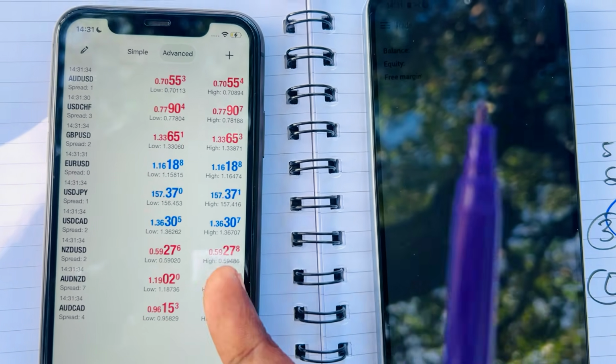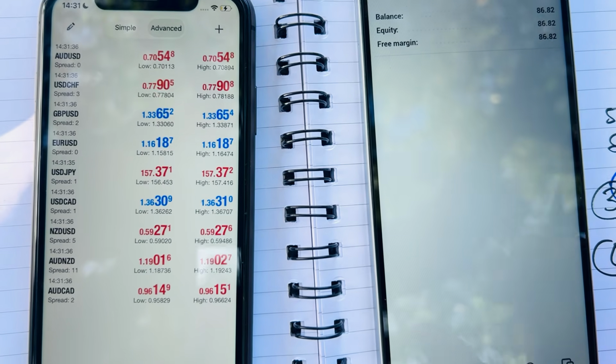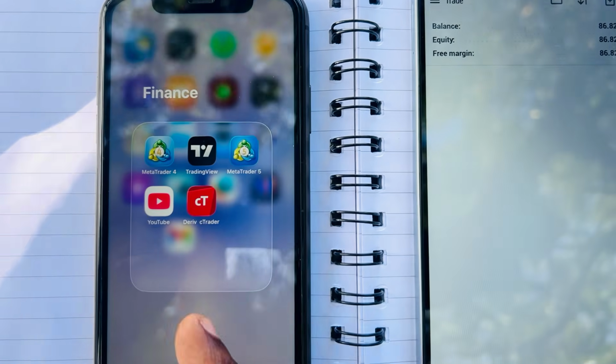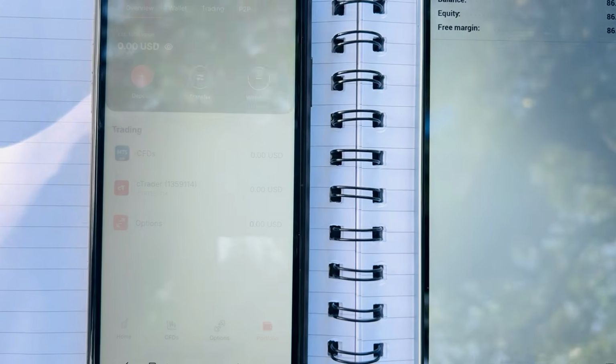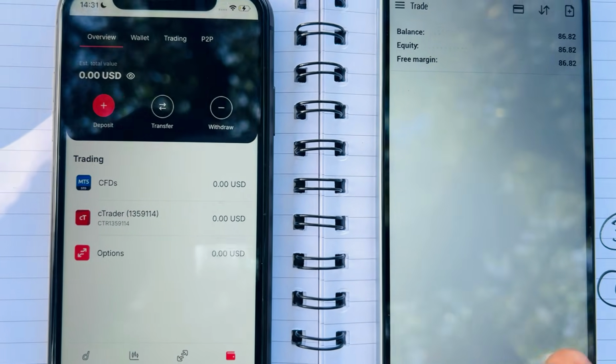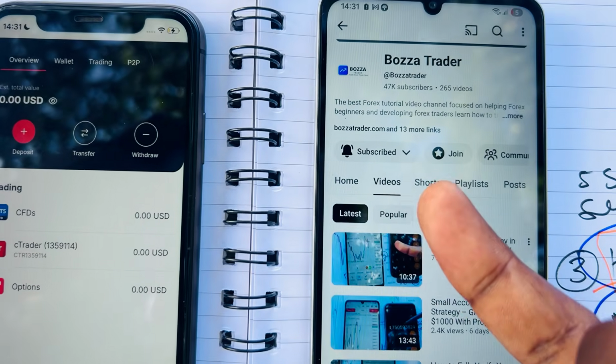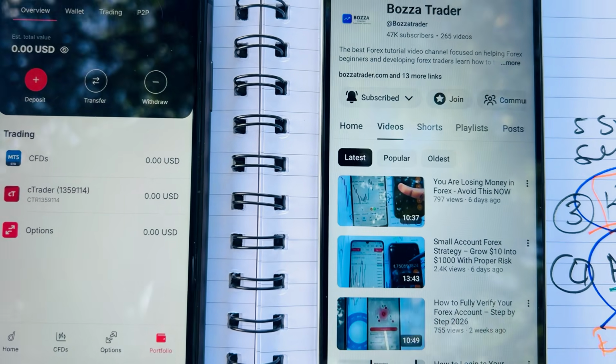So let me know in the comment section below, is there something that some traders who are still new are struggling with, like how do we even deposit, how do we even make a withdrawal? We have another tutorial where I share how to make a deposit and withdrawal on our YouTube channel. Please make sure that you go to Boza Trader, you go to videos, you will see the tutorial here.